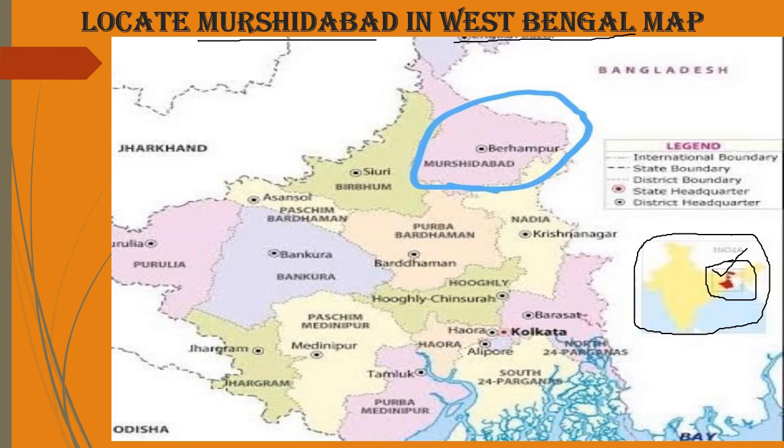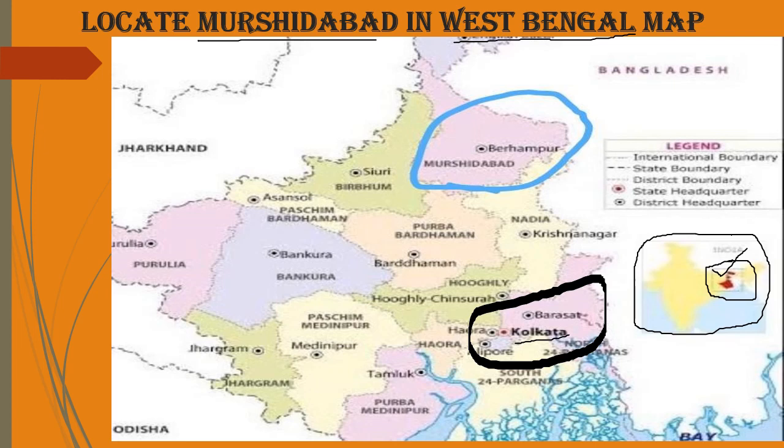Now as you can see, these are all the districts of West Bengal, and this is the map of West Bengal state. Now what is the capital of West Bengal? Yes, the capital of West Bengal is Kolkata. Can you see Kolkata? Yes, this is the capital of West Bengal.